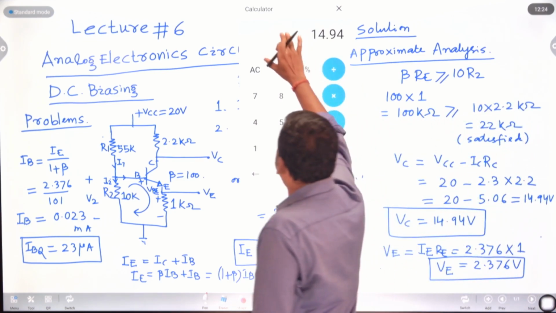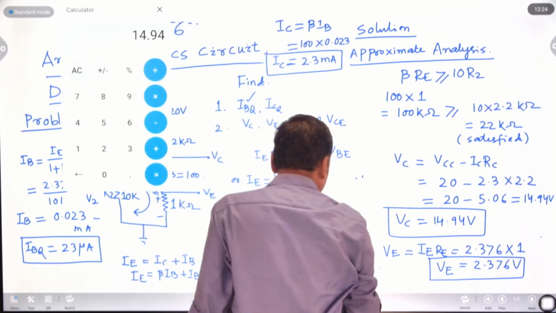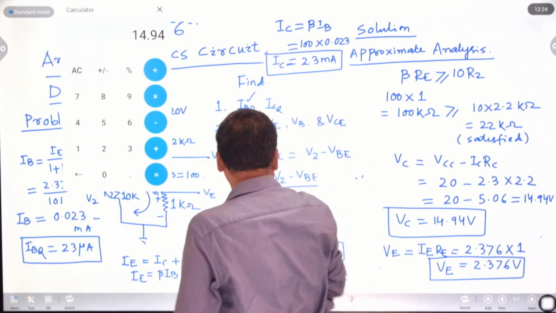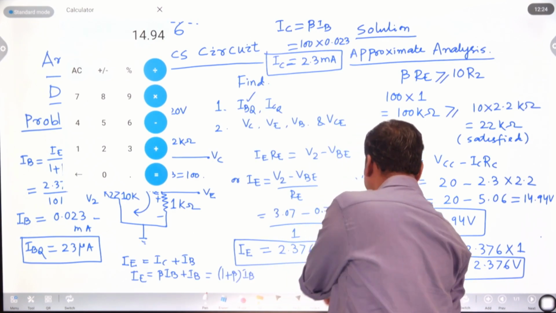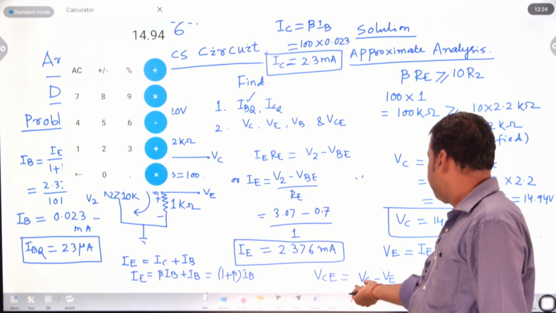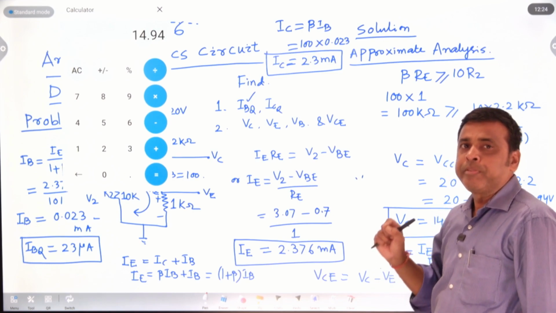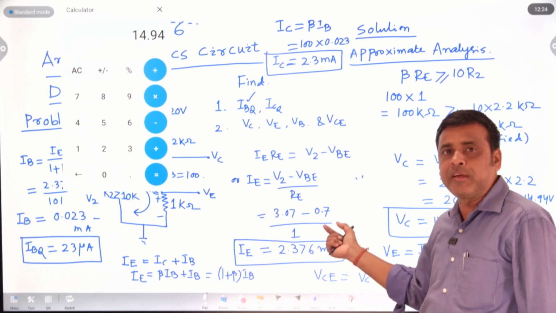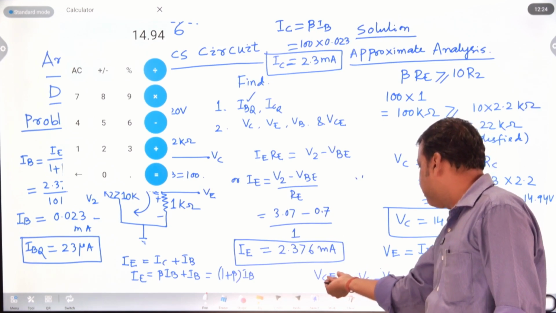Then another one is your what? That is your VCE. VCE is how much? Already I told you in your previous class. VCE is nothing but the potential VC minus VE. So how VC minus VE? Applying KVL to the output loop, VC means VCC minus ICRC. VE means IERE. So VCC minus ICRC minus IERE equal to VCE. In place of VCC minus ICRC, this is nothing but VC, and IERE is nothing but VE. So that's why VCE equal to VC minus VE.